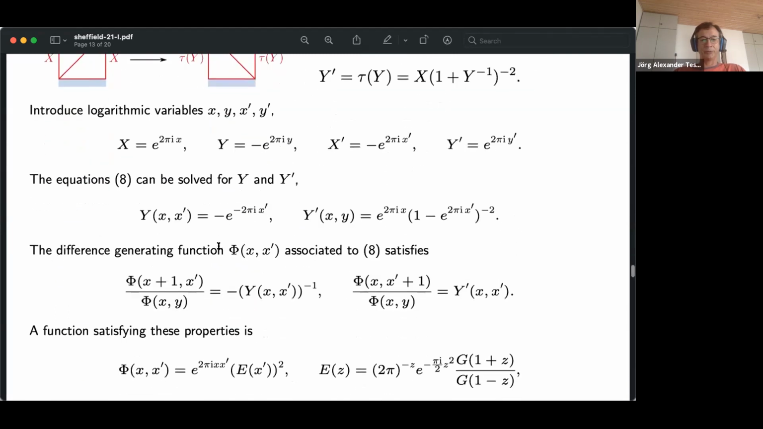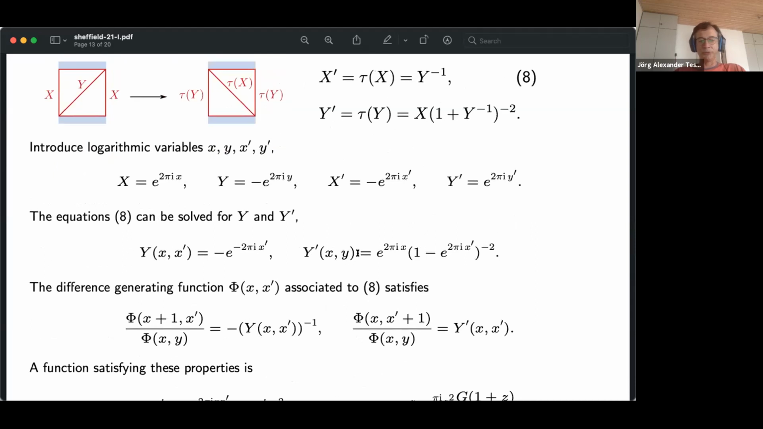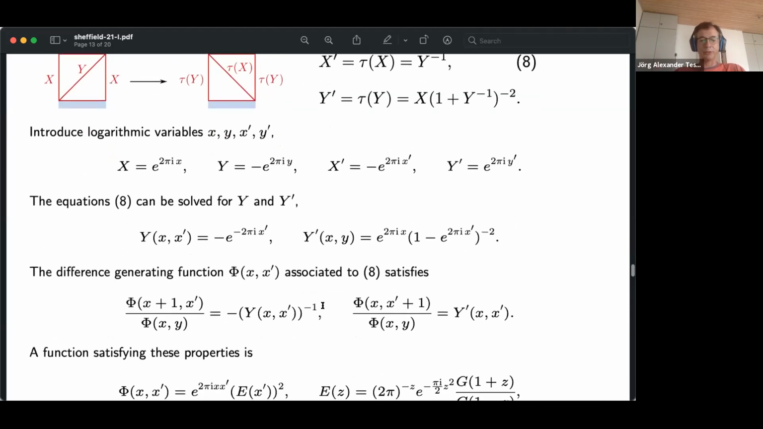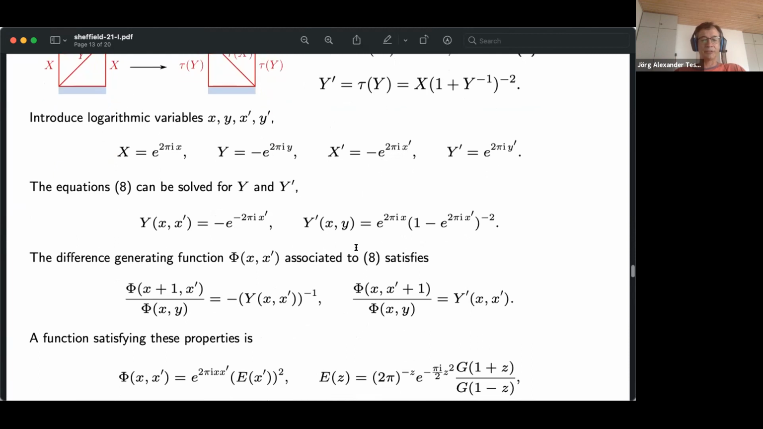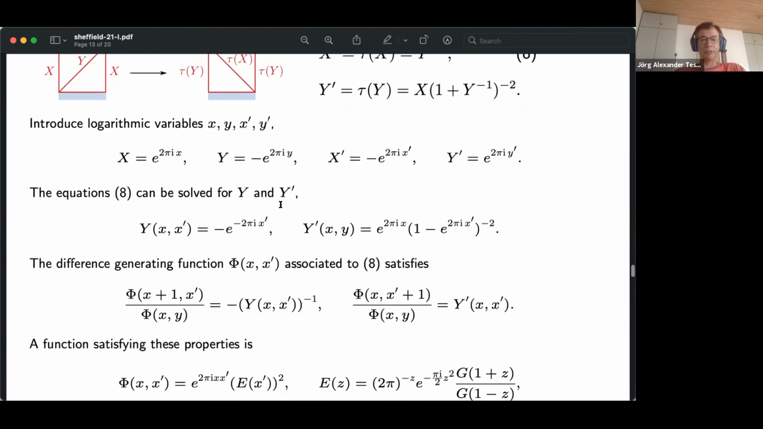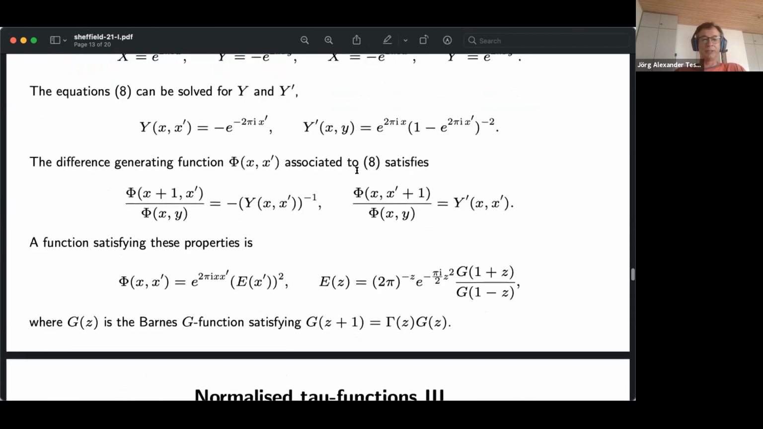Maybe you can amuse yourself later walking through these computations. This is all pretty elementary. We write down the two coordinates in exponential notation. We write the change of coordinates and solve them in such a way that we express everything in terms of x and x prime. So the usual business for a generating function.